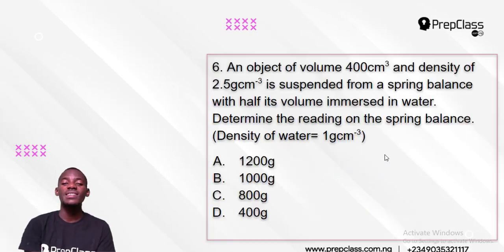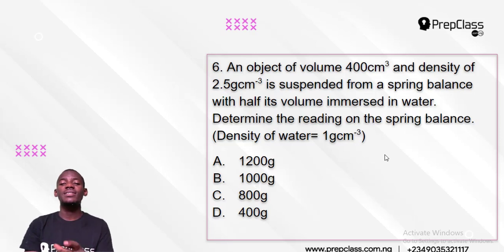Now, question 6 said, an object of volume 400 centimeter cube and density 2.5 gram per centimeter cube is suspended from a spring balance with half its volume immersed in water. Now, determine the reading on the spring balance. You know, a spring balance is naturally supposed to be used for finding force, while a beam balance or chemical balance is for finding mass. But now this is a spring balance suspended.